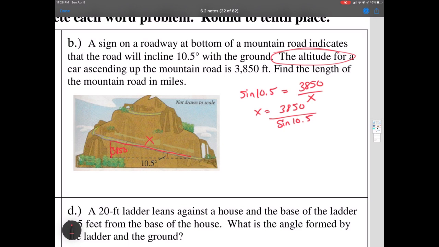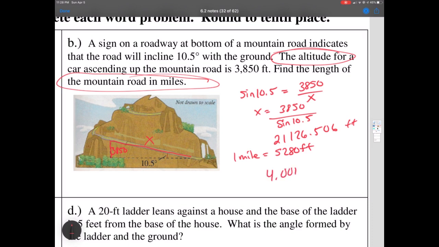And when we type that in our calculator, we get 21,126.506. Now this measurement is in feet, but our answer told us to put it in miles. There are 5,280 feet in a mile, so we'll do that conversion. And so the answer is 4.001 miles.